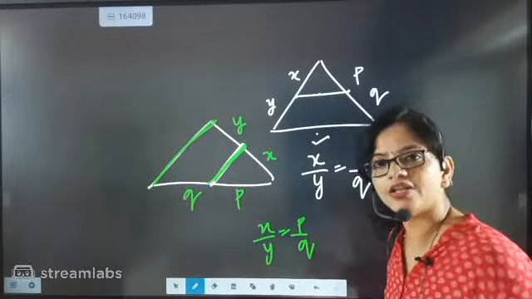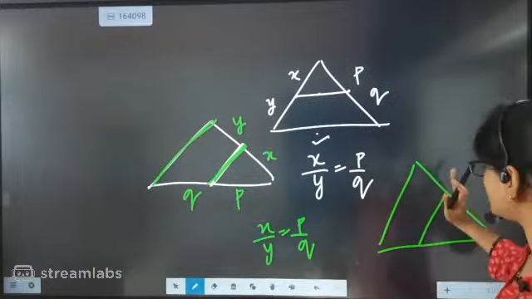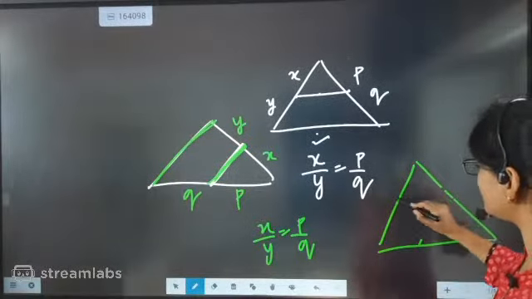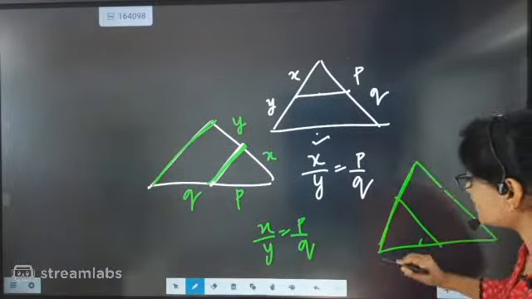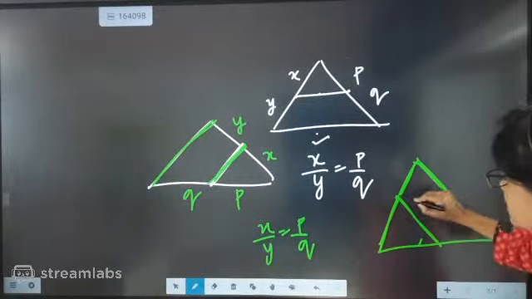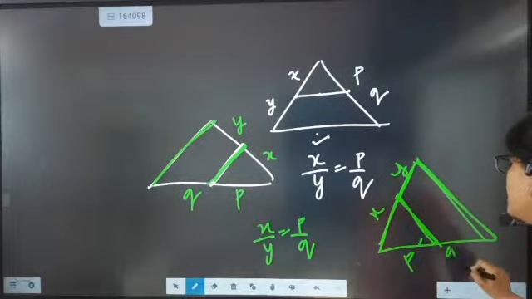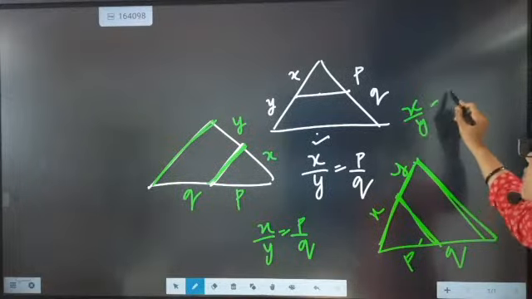Then if anybody tells you to draw it like this type and then tell me the answer, this I have already drawn. So now if they draw it like this, you will say that the only one thing I need is that this has to be parallel to this. If this side is parallel to this, then automatically the sides will become proportional. So x by y will be equal to p by q.